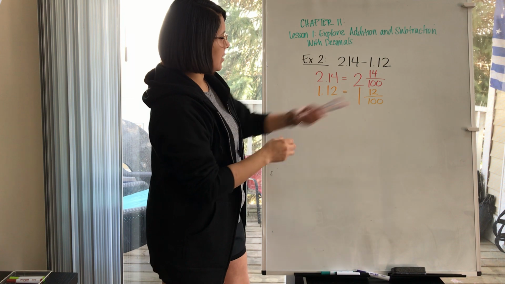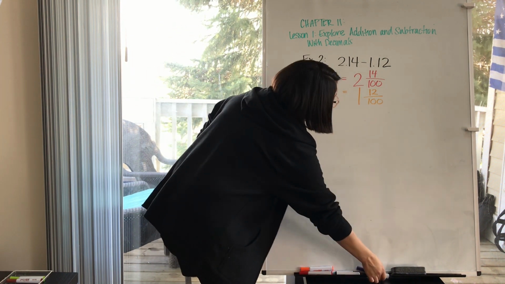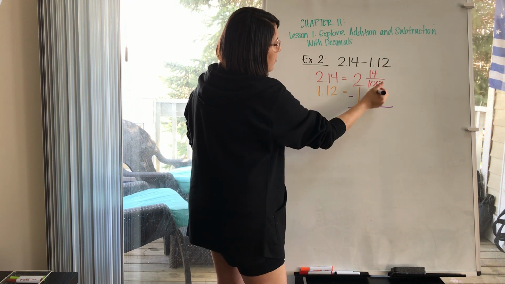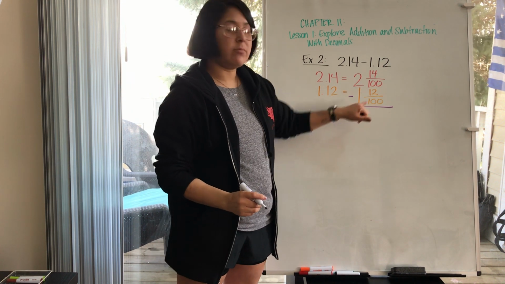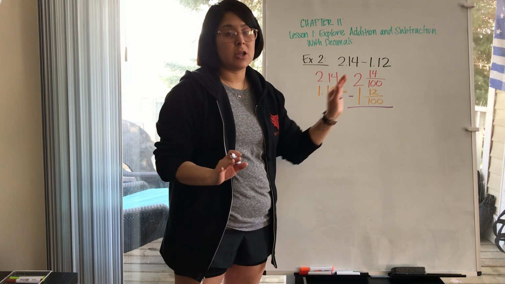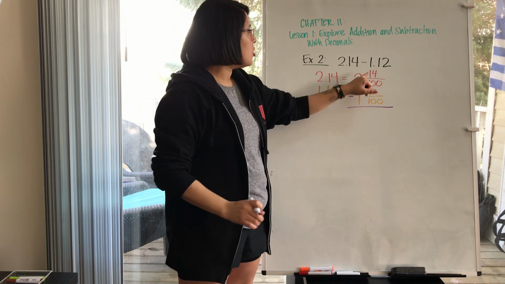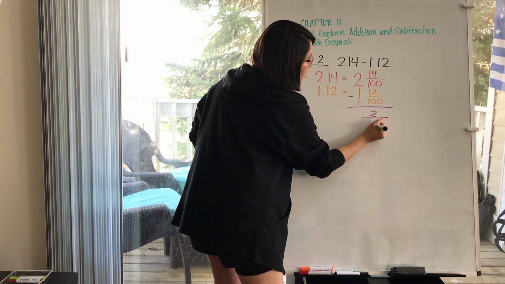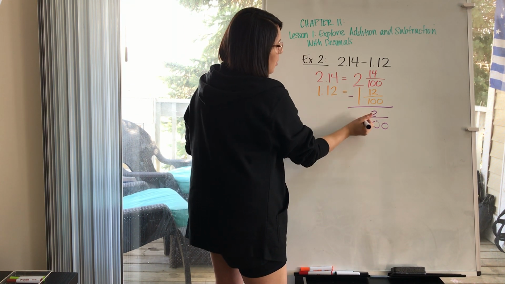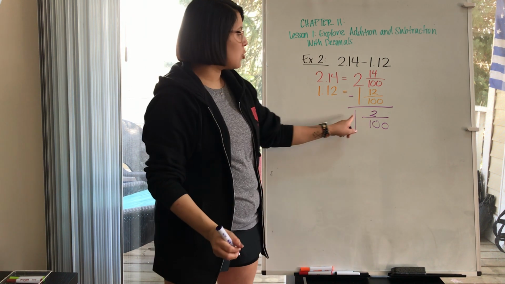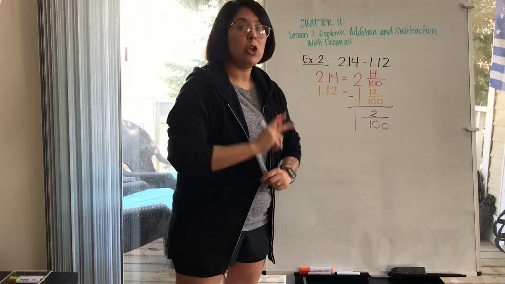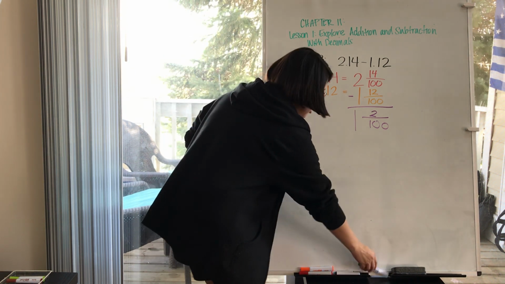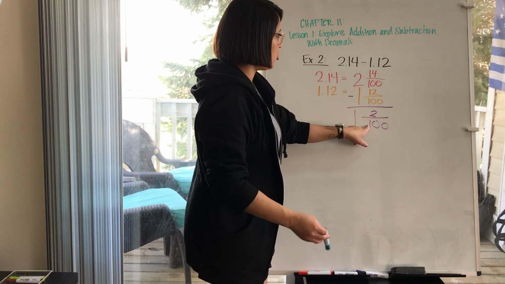Okay, now it's asking me to subtract. Okay, 14 minus 12. I have the same denominator, so I don't have to worry about getting a new denominator with an LCD. So 14 minus 12 is 2 hundredths. 2 minus 1 is 1. So my answer, 1 and 2 hundredths. Am I done? No, I still need to turn it back into a decimal. Okay, so 1 and 2 hundredths.